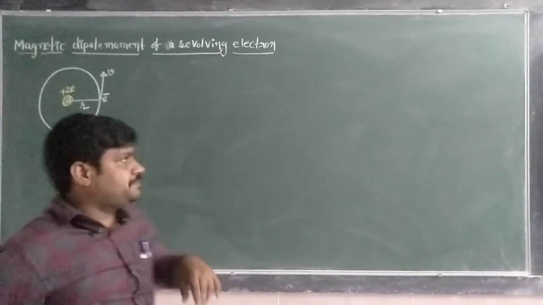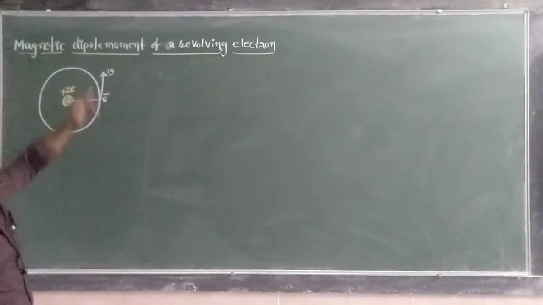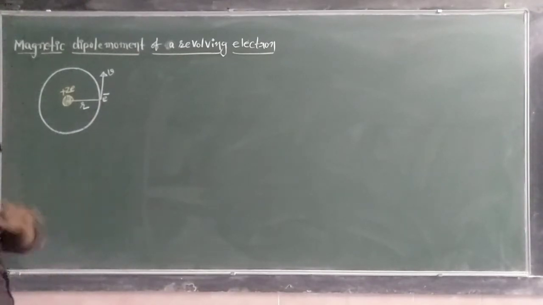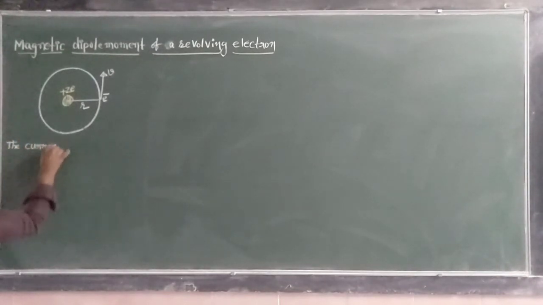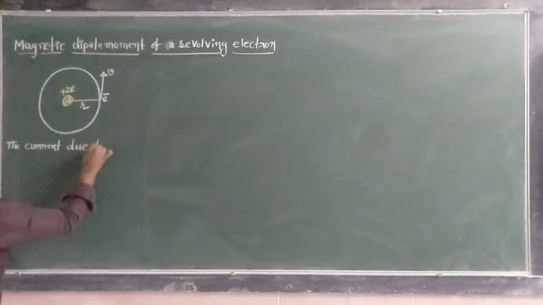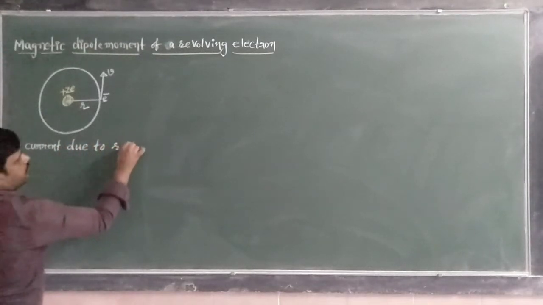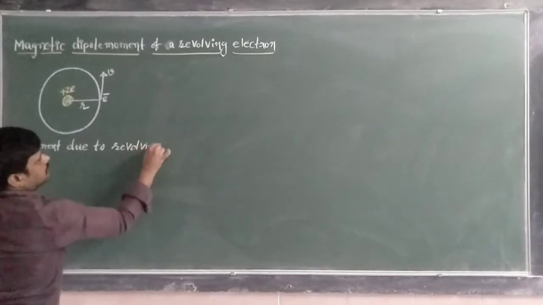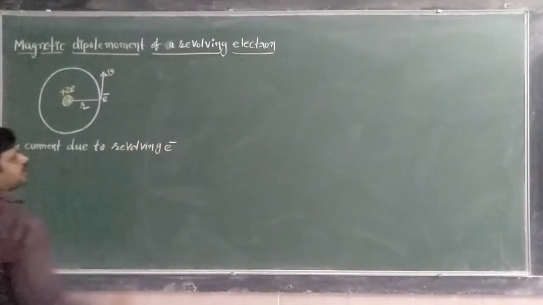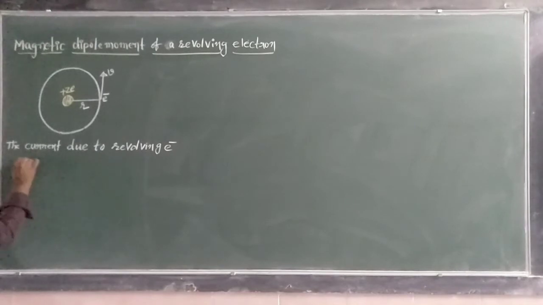In a similar way, a rotating electron also gives a current. The current due to the revolving electron, I, is equal to what? Current equals charge by time. Charge is minus e, the charge of the electron, and time is capital T.